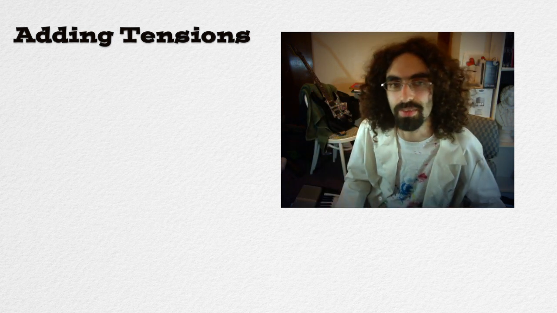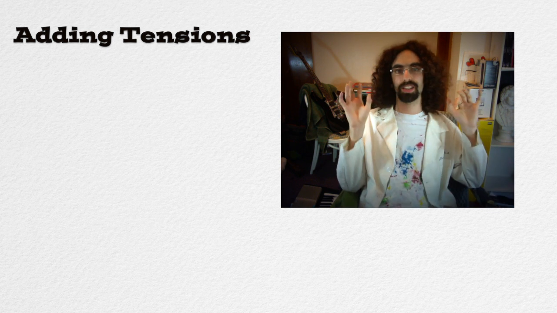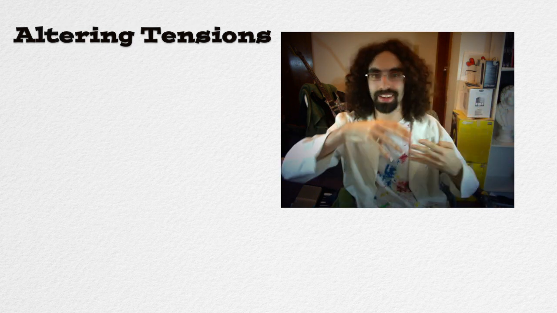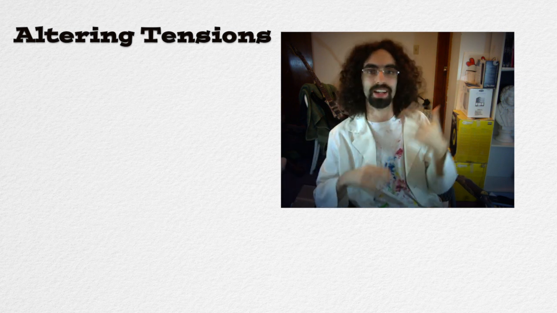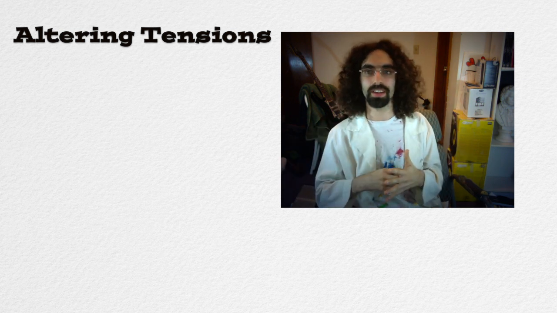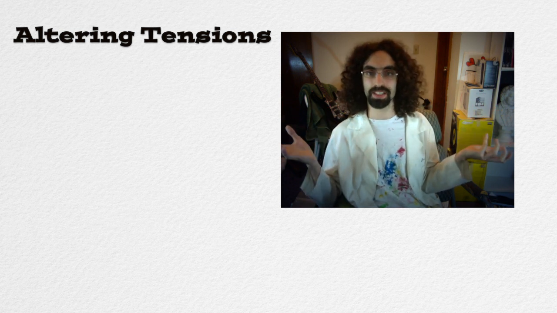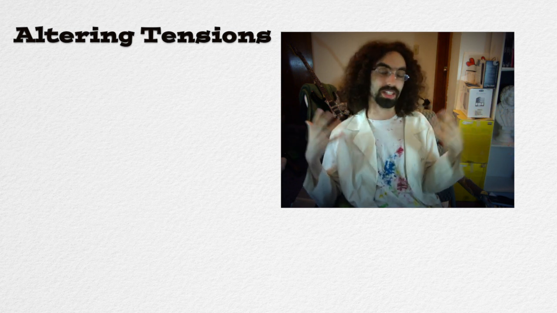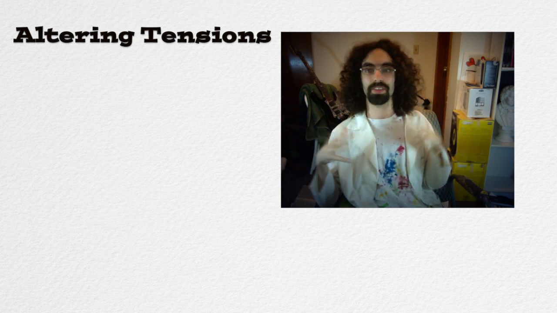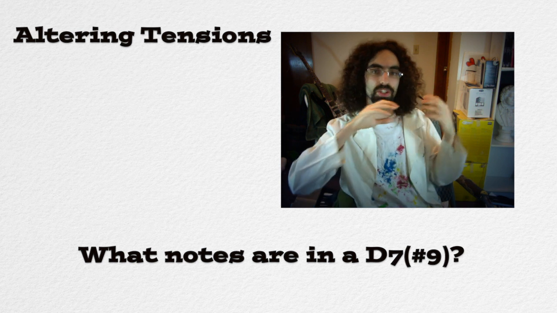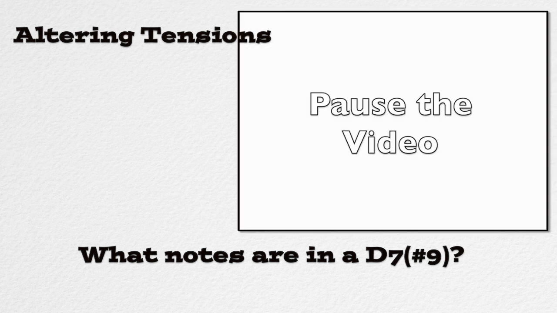So the last way of modifying chords that we're going to discuss in this lesson is altering tensions. So once you've added tensions on top of a note, like your 9, your 13, and your 11, then you can alter them by sharpening them or flattening them. So basically, you can sharpen or flatten tensions to get different sounds, and based on everything we've done so far, can you tell me what a D7 sharp 9 chord is?